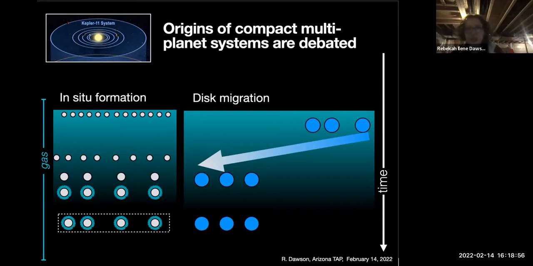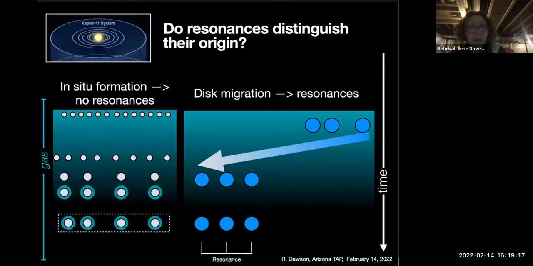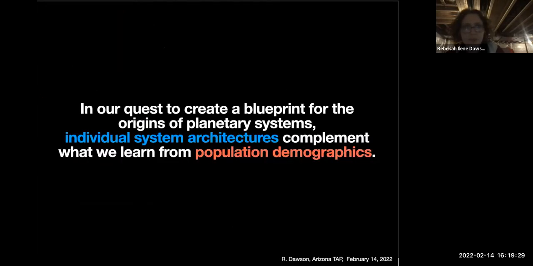Or we can have these super Earths and mini Neptunes form much further out in the disk and migrate in. So how can we tell the difference between these two scenarios? Well, an original thought was that maybe orbital resonances could distinguish. Since orbital resonances imply some dissipative process at work, the thought was that maybe this disk migration scenario would give us resonances and the in situ formation scenario wouldn't. So we need to go out and see how many of these systems are in resonance.